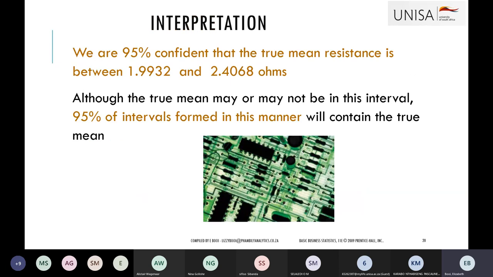We can conclude by saying we are 95% confident that the true mean resistance is between 1.9932 and 2.4068 ohms. And that's how we complete. And with that, we conclude what we needed to learn today.